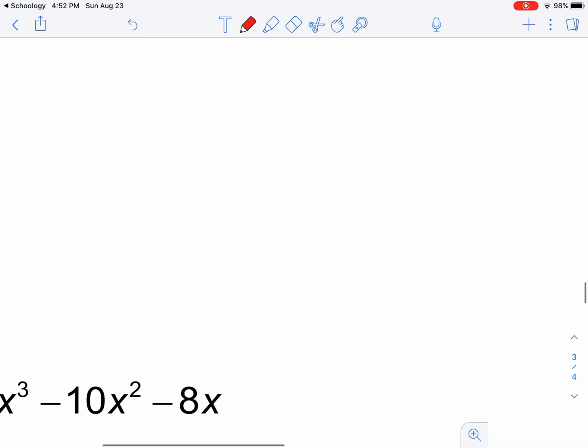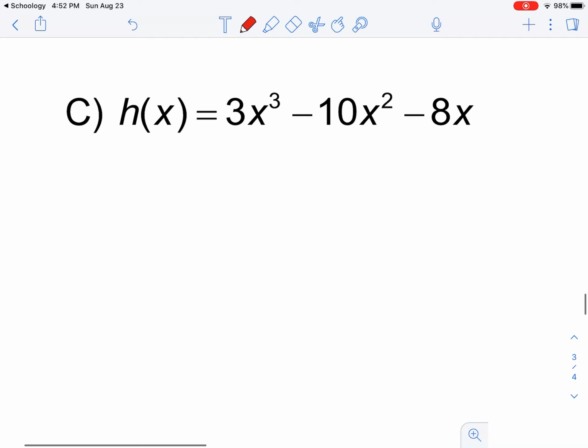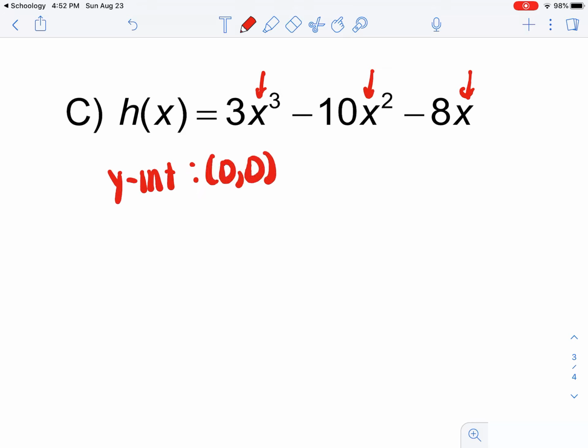Okay. All right, next one. Go ahead and pause the video and try this one on your own. Okay, so y-intercept, plug in 0 for x. So you're plugging in 0 here, here, and here. And you should see you get 0. So your y-intercept is 0, 0.